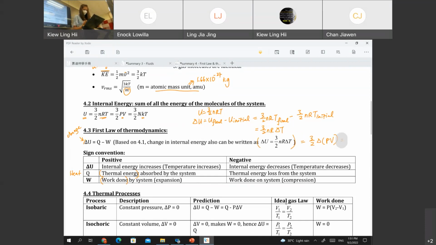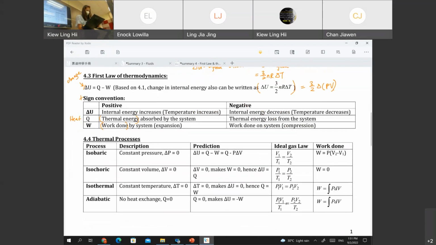So for the first law of thermodynamics, there is a sign convention which you must remember. For each symbol, delta U positive means there is an increase of internal energy, meaning temperature increases. Negative means temperature decreases. As for Q, positive means heat absorbed by the system. Now the system is the gas, so heat absorbed by the gas. Negative means heat released, or heat loss.